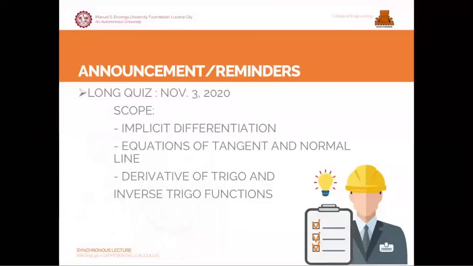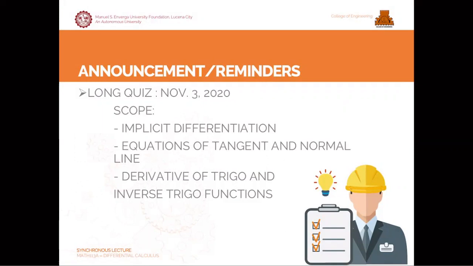So, before anything else, since we have not met, o hindi tayo nagkameron ng meeting last Tuesday due to power interruption and difficulty in internet access on some areas, na-move yung supposedly scheduled quiz natin, no? So, I made it na next week na lang after ng undas para you have ample time to prepare dun sa quiz natin. So, kaya tinawag siyang long quiz, which will be on November 3, 2020.